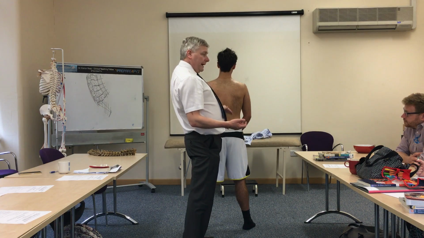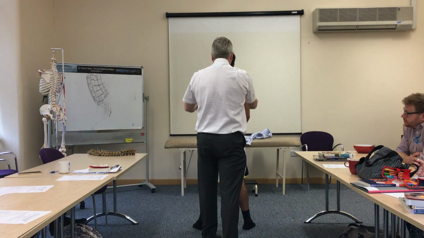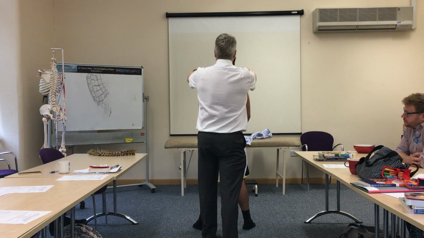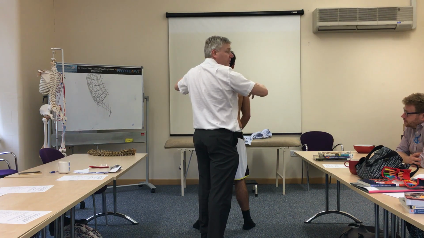This is the coronal plane. The other thing you're looking at is relative rotation. So look at his pelvis. Look at the shoulders. Do they rotate? Do they balance up? Or is one twisted on another?